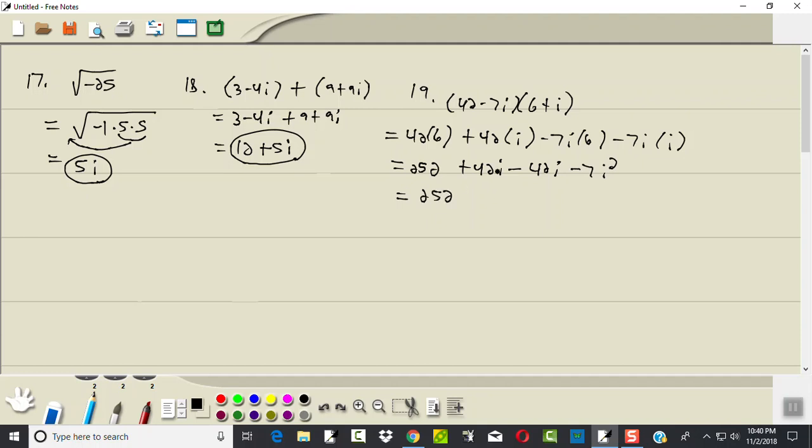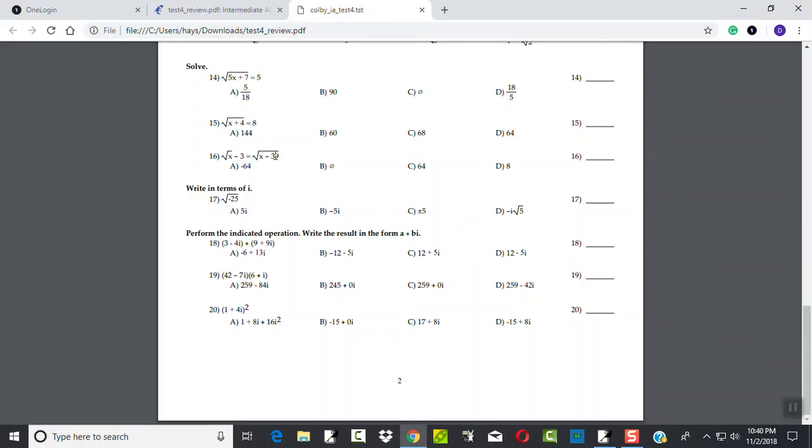Now notice that the i's cancel, 42i minus 42i, and we always replace our i squareds with negative 1. So that's going to give us 252 plus 7, which gives us 259. And I'm going to double check that since those are some high numbers. Yep. 259 plus 0i. That's interesting that I put 0i there. Technically, standard form says you should have a 0 there, but most books don't put that.